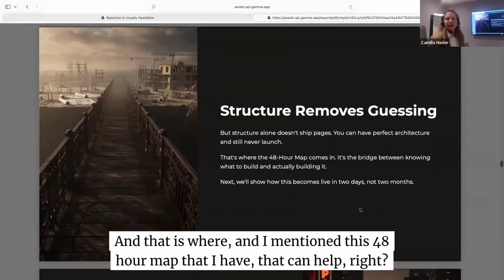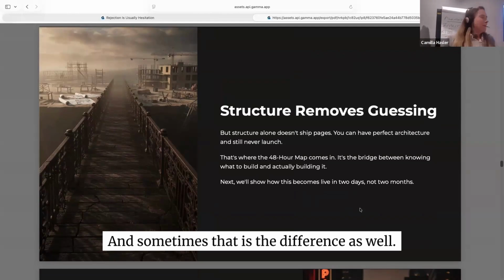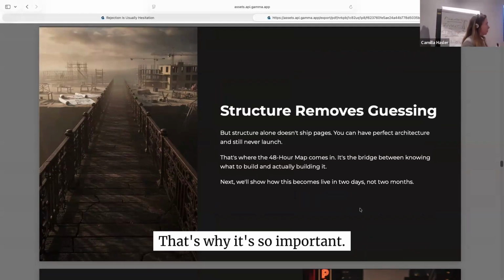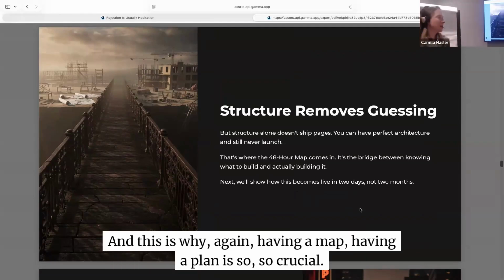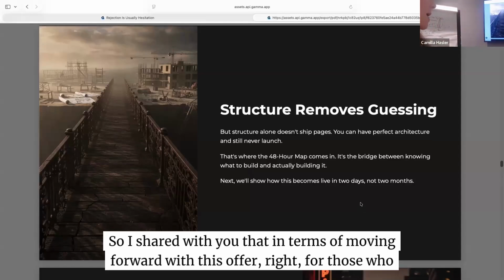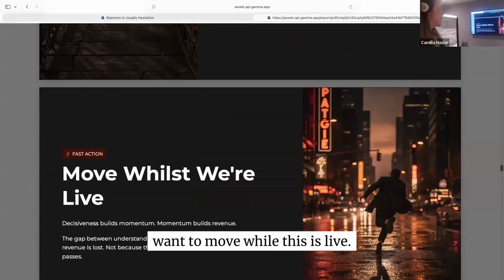And that is where, as I mentioned, this 48-hour map that I have can help, right? Because again, it's making it very, very clear on the next step exactly what to do, when, and sometimes that is the difference as well. How well does everyone here work under a deadline, under a specific timeline, right? That's why it's so important. And this is why, again, having a map, having a plan is so, so crucial. So I shared with you that in terms of moving forward with this offer, for those who want to move while this is live.